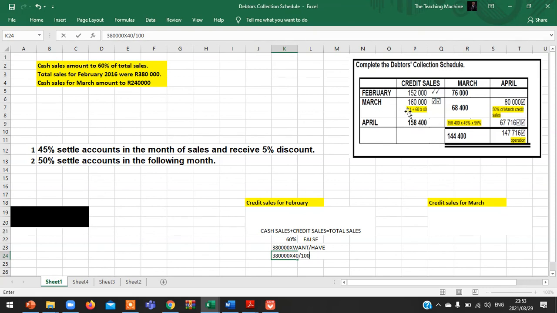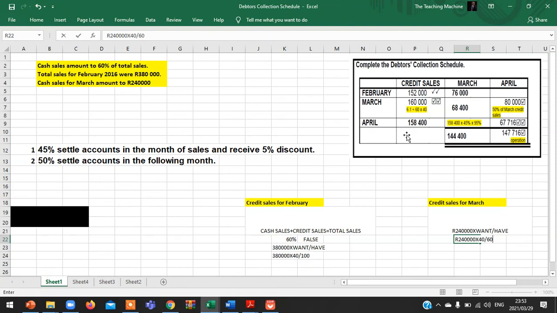Now, how did they calculate credit sales for March? The information says that cash sales for March are 240. So I'm going to say 240,000 multiplied by what I want over what I have. I want the credit sales, which are 40%, but I'm given the cash sales, which are 60%. So if you press this on your calculator, it will definitely give you 160,000.